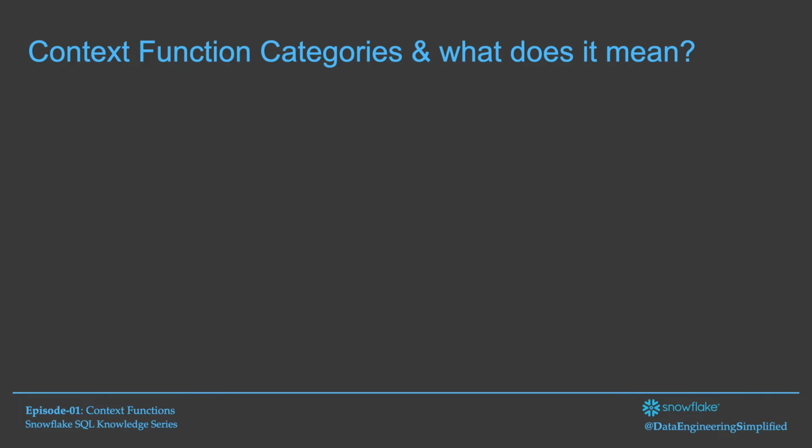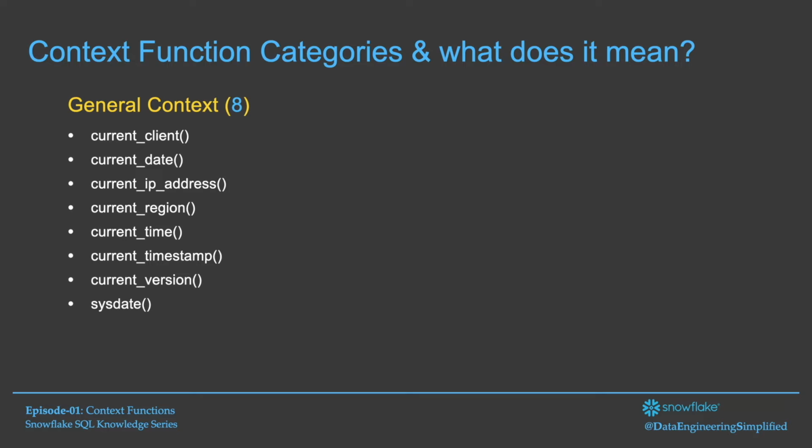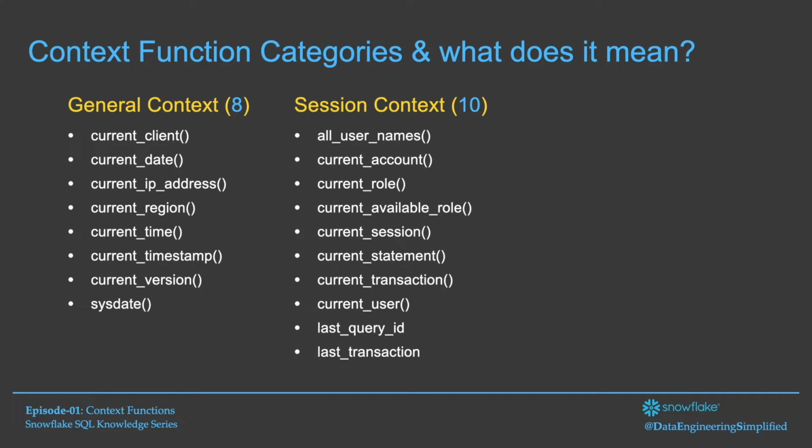So let's talk about context function categories and what they mean. We have 8 general context functions, very simple ones like current date, current region, current time. They are all general context functions. As of today, there are 8 general context functions available in Snowflake. There are session-specific context functions, which give you session information like what is my current role, what is my current session, what is my current statement. And there are 10 of them as of today.